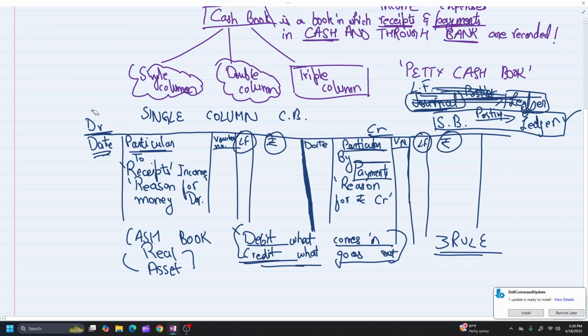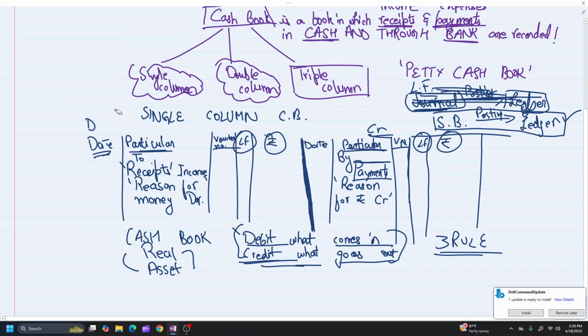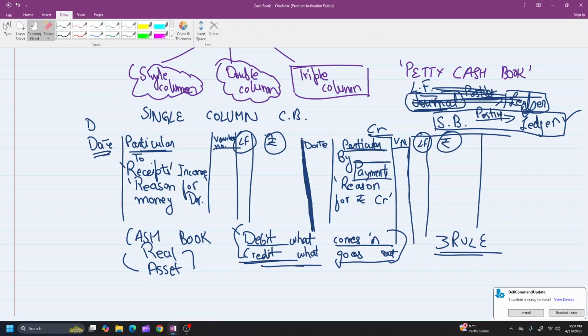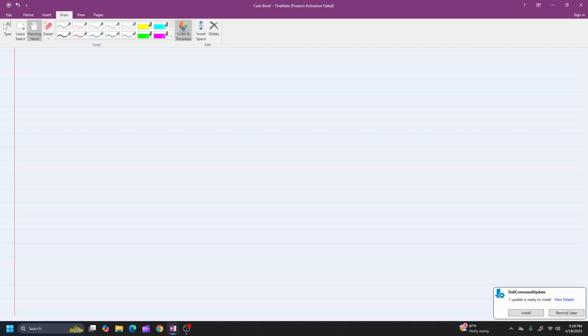Now we have to talk about voucher number. Now, what is a voucher? Voucher is a document, or you can say it's a proof of the transaction. For this I'll give you an example.